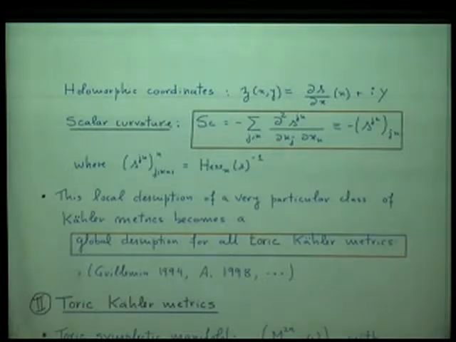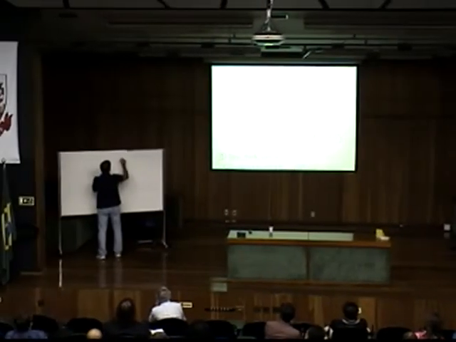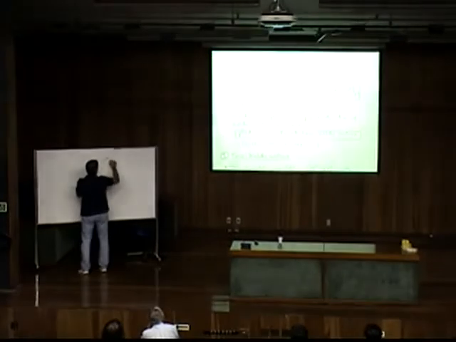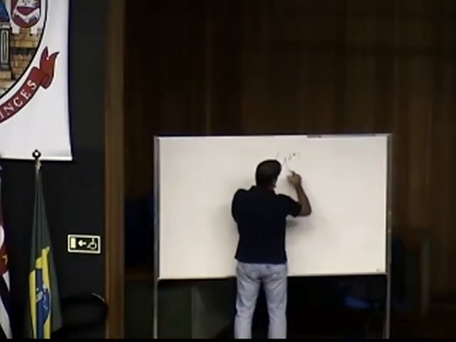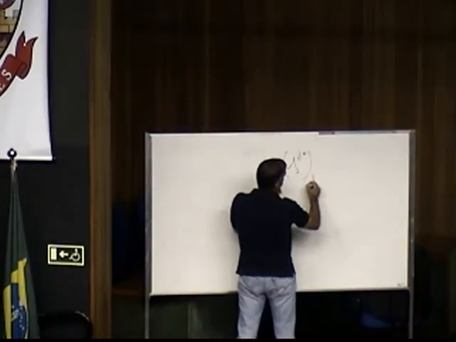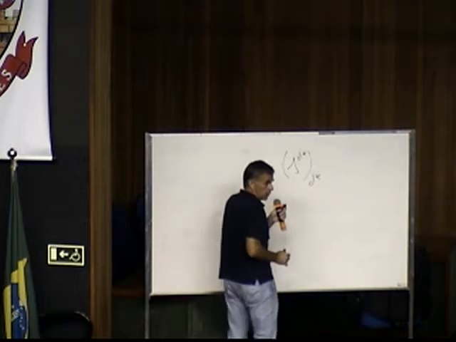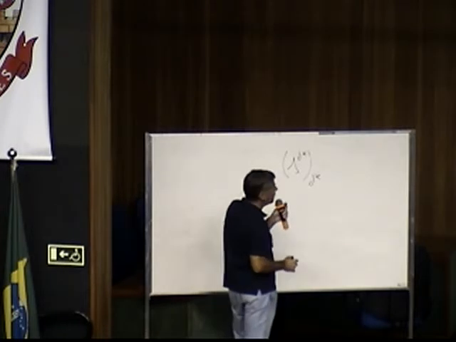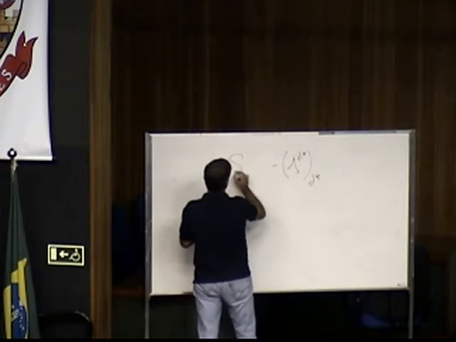So this matrix S upper JK is the inverse of the Hessian of the symplectic potential. And then in each of its entries, you take the first derivative with respect to xj, and then another derivative with respect to xk, and then you sum all of them. That's what is meant there. So the scalar curvature is this.